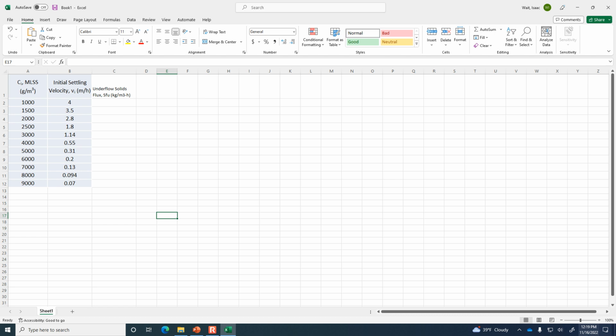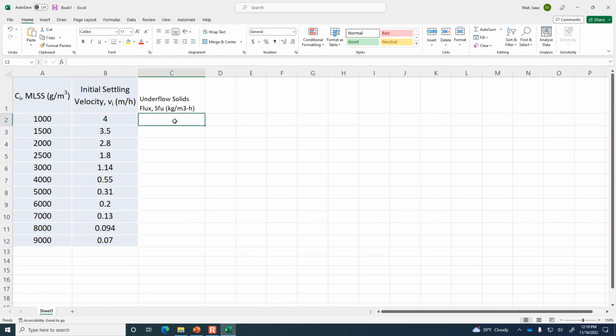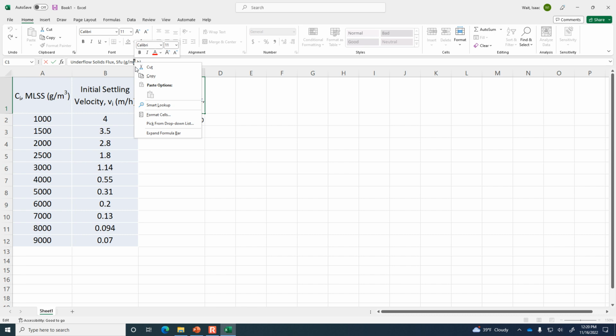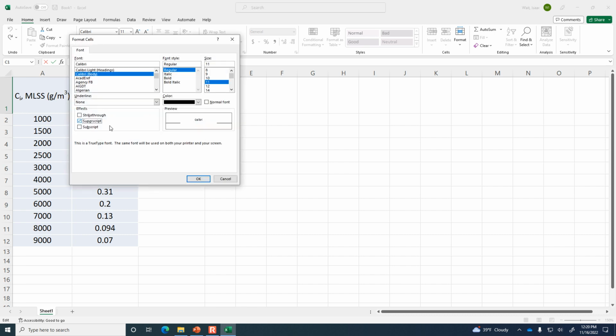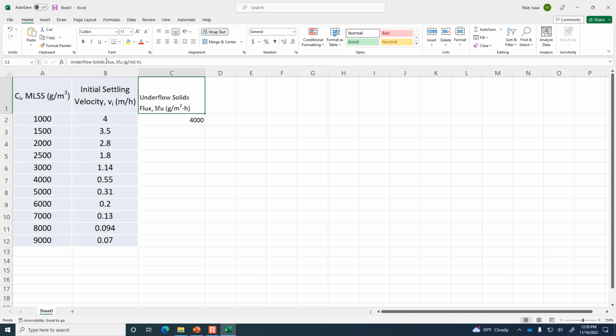Okay, so underflow solids flux, let me make this a little bit bigger. It's going to be simply the concentration multiplied by the initial settling velocity. Okay, now right now it's in grams per cubic meter per hour, because this was grams per cubic meter, this is meters per hour. Oh, and that's the other thing, it's square meter, because the units cancel out there. So just to draw attention to the units here, let me go ahead and format that as superscript so that there's no confusion. S sub F.